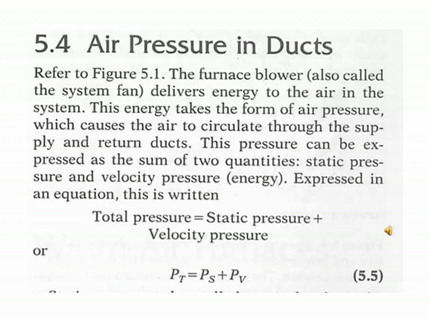Here is the air pressure in the duct: the total pressure plus the velocity pressure. When the air passes through the air duct, energy is taken from the air pressure to cause the air to circulate through the supply and return duct. The pressure can be expressed as the sum of two quantities, static pressure and velocity pressure energy. So we can write the equation: total pressure equals static pressure plus velocity pressure, so PD equals PS plus PV.